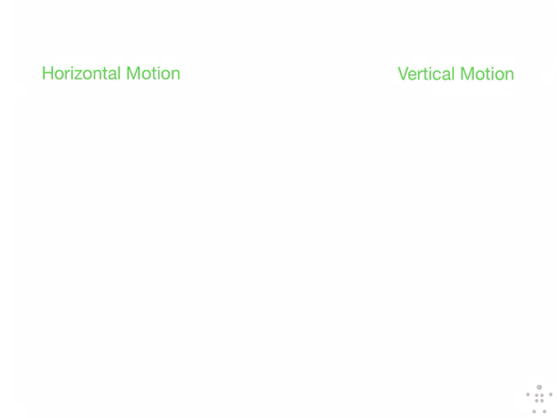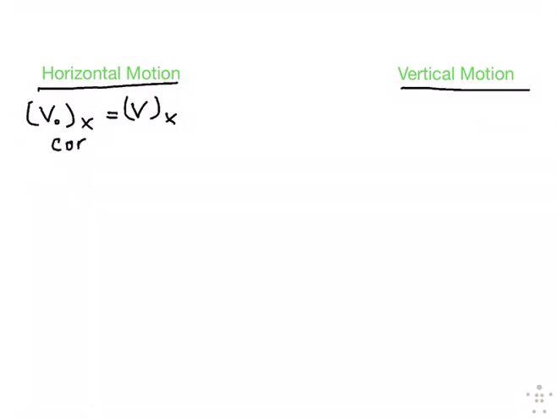So what we're going to do is break up our projectile motion into horizontal and vertical motion. Now in the horizontal direction, we said that there is constant velocity, right? So our initial velocity in the x direction must equal our final velocity in the x direction. So if we have constant velocity, then acceleration must be 0 in the x direction. Okay, so all we have is acceleration due to gravity in the y direction. So this is equal to g.